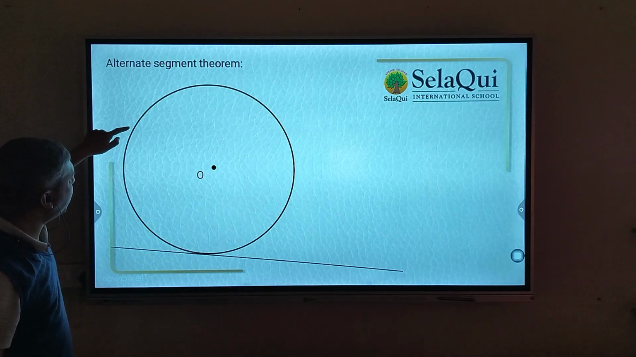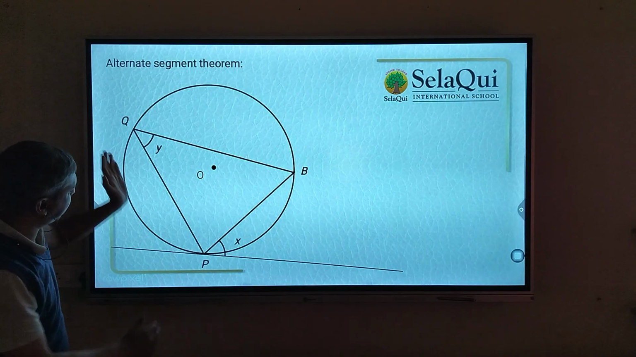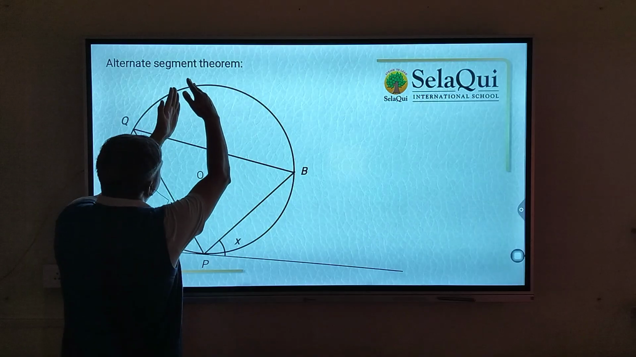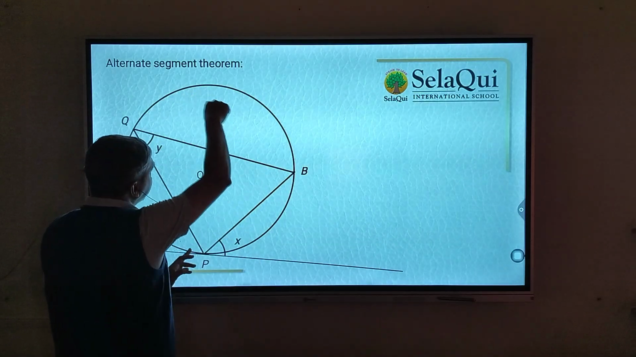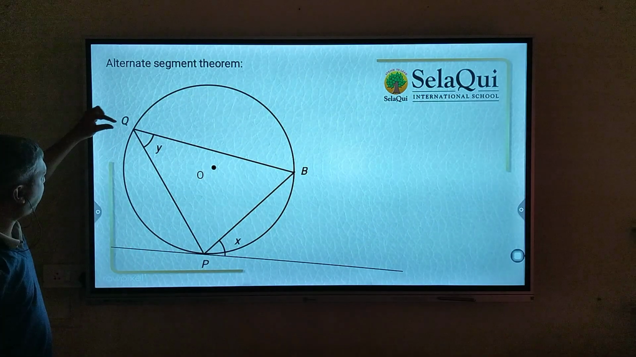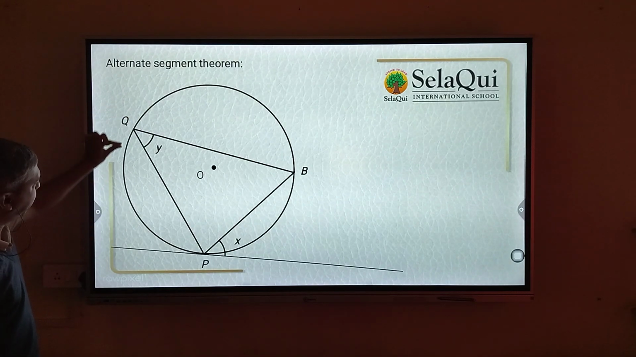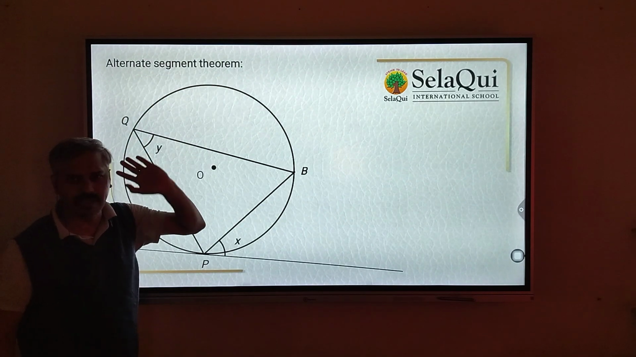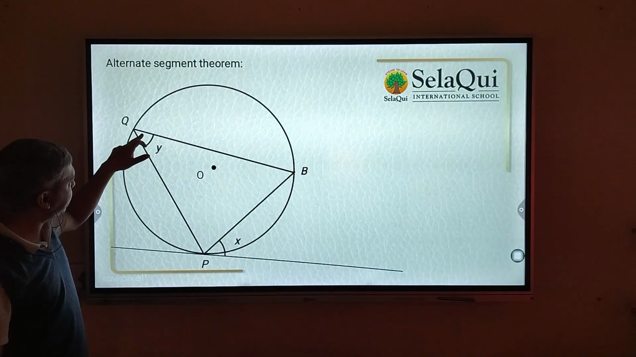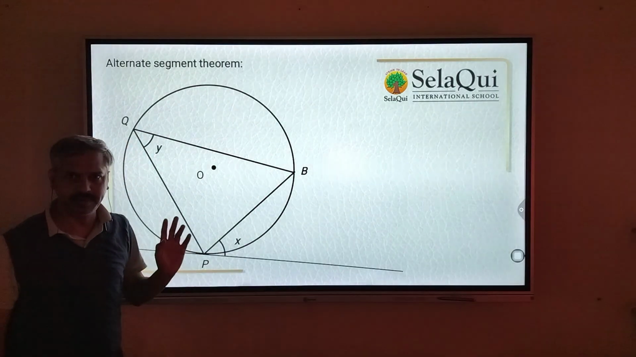Does it have to be at Q? No, it can be anywhere. This same angle could have been formed here as well. Join this. So the point Q could have been here, the point could have been here, anywhere. There is no restriction to that. This angle and this angle should be equal.